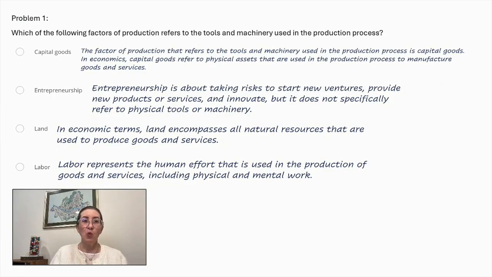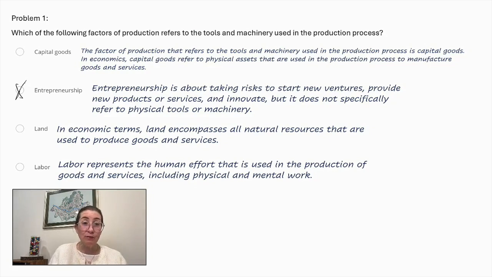Problem number 1. Which of the following factors of production refers to the tools and machinery used in the production process? Capital goods, entrepreneurship, land, or labor. Let's begin with entrepreneurship. This factor of production involves the initiative to combine land, labor, and capital to create and run businesses. Entrepreneurship is about taking risks to start new ventures, provide new products or services, and innovate, but it does not specifically refer to physical tools or machinery. So we can cross that out.